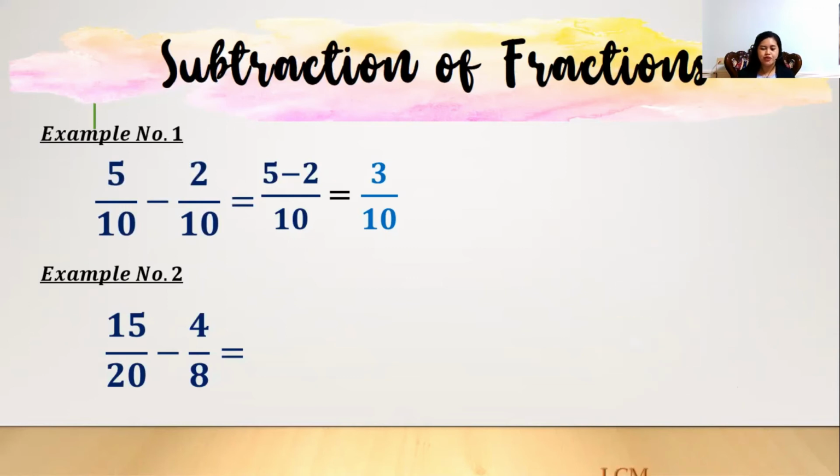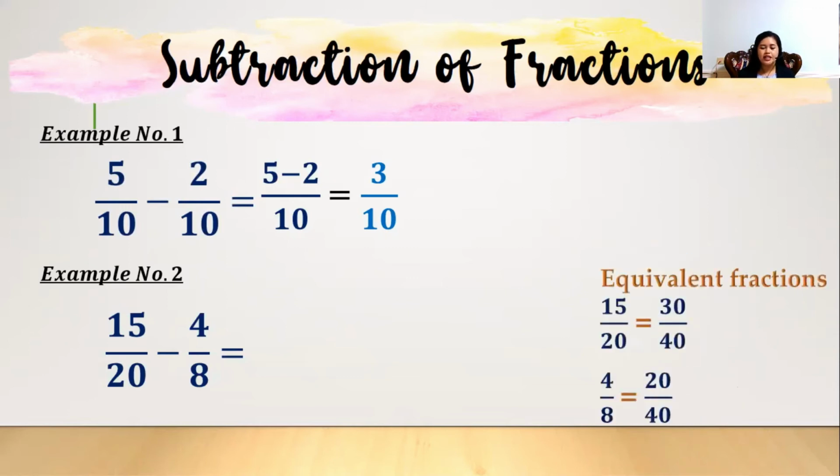So we have 40 as our LCM, and that will be used as our new denominator for our fractions. So the equivalent fraction of 15/20 having 40 as the new denominator would be 30/40. And then for the second fraction, we have 4/8. That would be equal to 20/40. So we are just going to follow the same process as earlier in the addition.